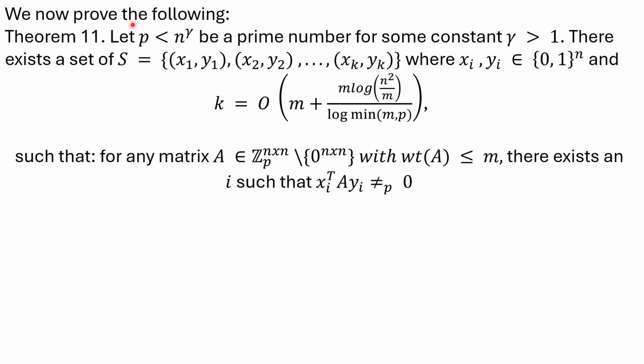Now we prove the following. Theorem 11 is very similar to Theorem 10. The only difference is how k is defined. We have the same input. p is a prime number less than n to the phi for some constant phi greater than 1, and a set S that has k pairs x_i, y_i in {0,1}^n, and k is defined here, such that for any matrix A that belongs to Z_p of size n by n, which is not the zero matrix, with weight less than or equal to m, there exists an i such that x_i transpose A y_i is not equal to 0 modulo p.